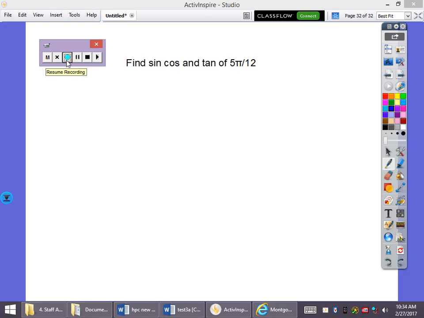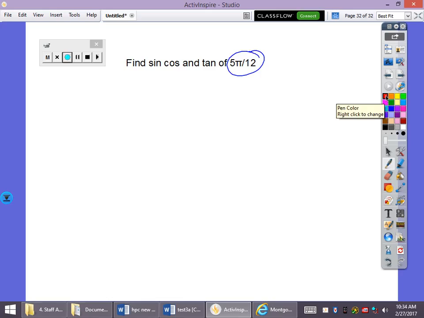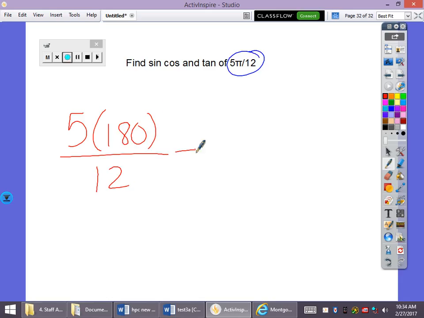Okay, sorry, I was trying to speed it up. In this problem, I see that I have it in radians. Radians is challenging for most of you, so you want to switch it to degrees. So pi is worth 180. So I do 5 times 180 divided by 12, which gives me 75 degrees.